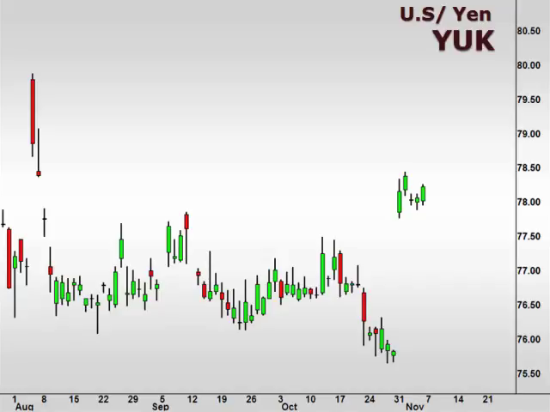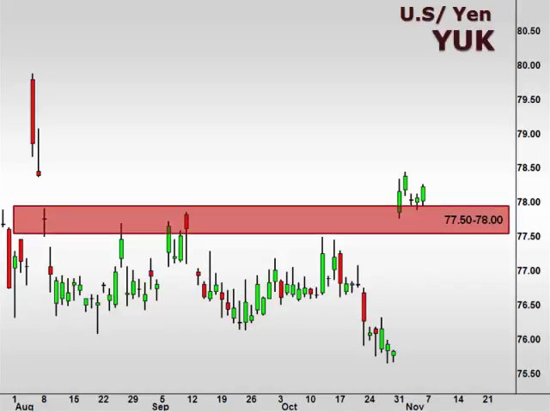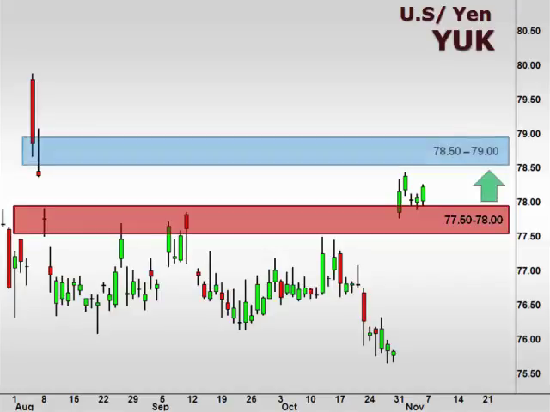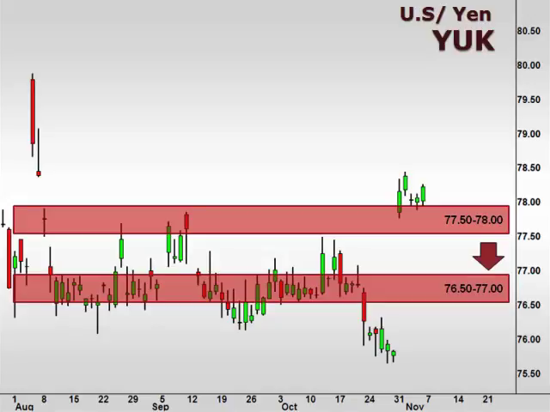Let's take a look at the YUK, the US versus the Japanese yen. Well, the YUK gapped higher last week, exceeding several resistance levels. The 77.5-78 focal zone now assumes the role of support, with 78.5-79 the next upside resistance level. A break below 78 opens the window for a retracement back down to 77.